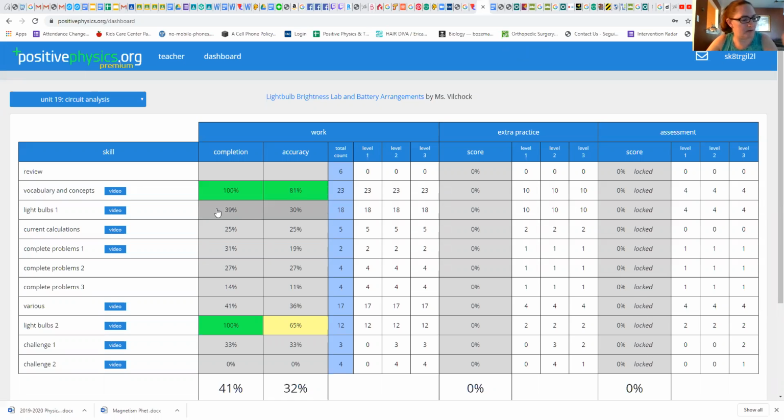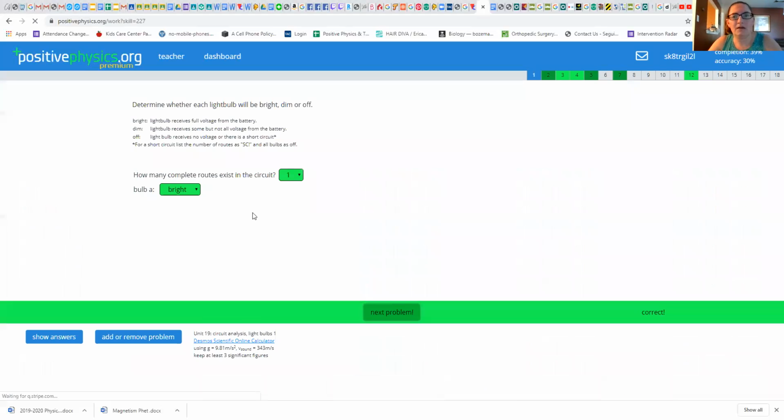So light bulbs 1, y'all are missing questions 3 and 5. I'm just trying to re-record this from the other one that was upside down. So let's see if this works. Click on either completion or accuracy. If you look at my screen, they are both grayed out, like it's a darker gray. So that means I can actually go into those problems by clicking on this. So I'm going to go ahead and click on that. And it's looking at questions 3 and 5. So I'm going to go ahead and go into question 3.